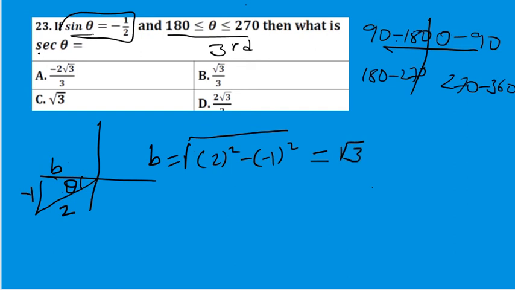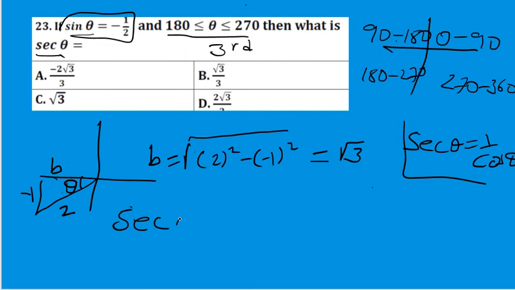Then, what is asked? Sec. To get sec, we have to find cosine first, because we will flip the cosine value. Sec theta is equal to 1 over cos theta. We need to remember that. Or we can take sec theta directly, because cosine is adjacent over hypotenuse, so sec theta is the reciprocal: hypotenuse over adjacent. The hypotenuse is 2, and the adjacent side we got, the b value, is radical 3. But it must be negative because it's found on the negative x-axis. So here, negative radical 3.